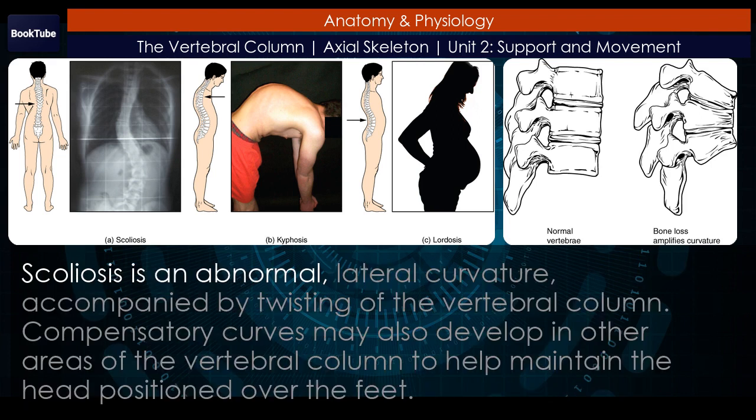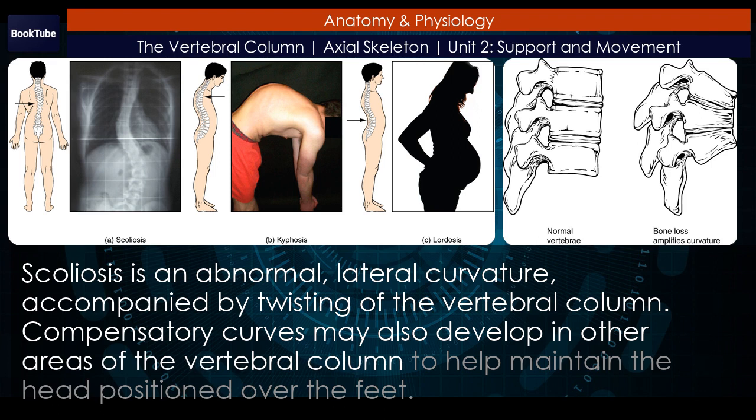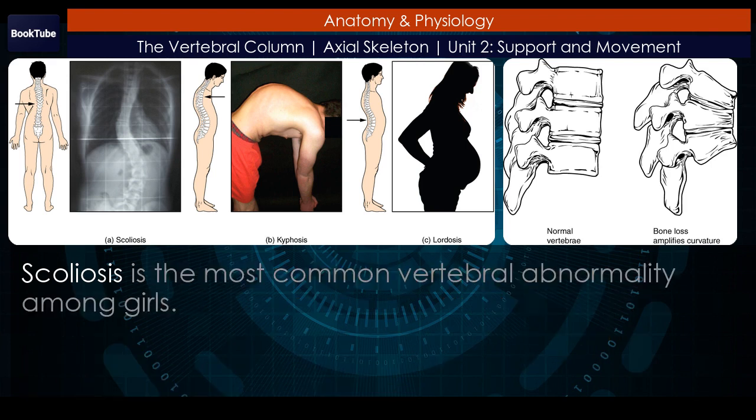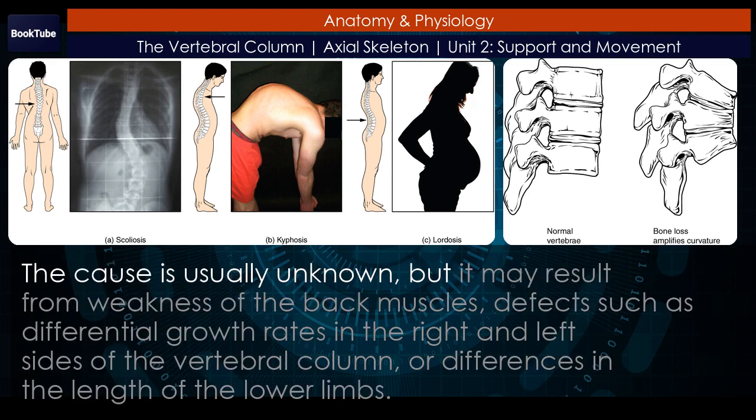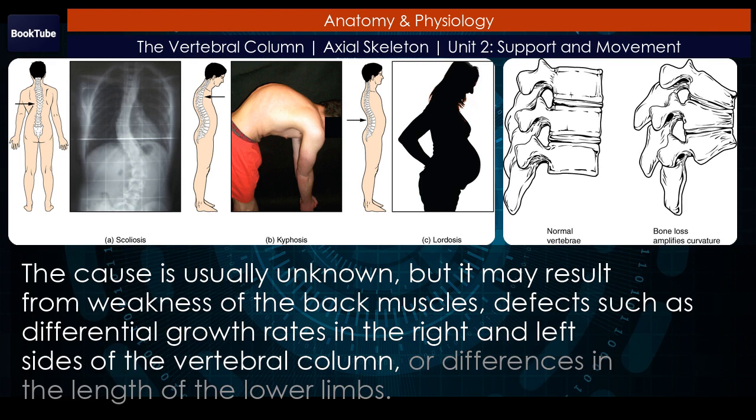Scoliosis is an abnormal lateral curvature, accompanied by twisting of the vertebral column. Compensatory curves may also develop in other areas of the vertebral column to help maintain the head positioned over the feet. Scoliosis is the most common vertebral abnormality among girls. The cause is usually unknown, but it may result from weakness of the back muscles. Defects such as differential growth rates in the right and left sides of the vertebral column, or differences in the length of the lower limbs.